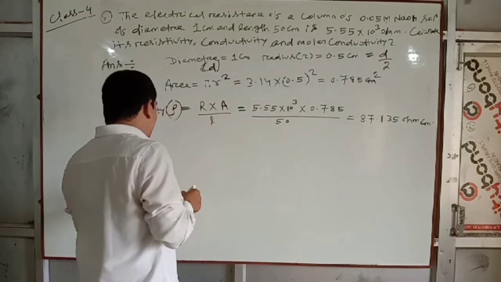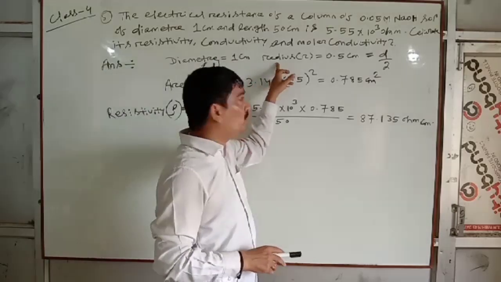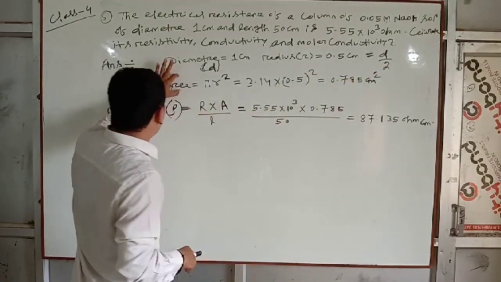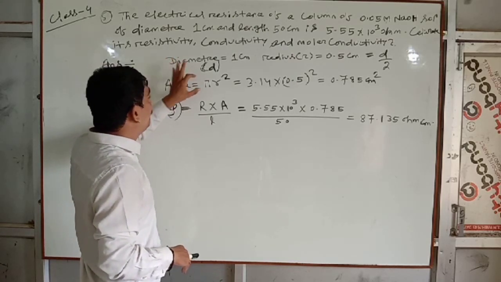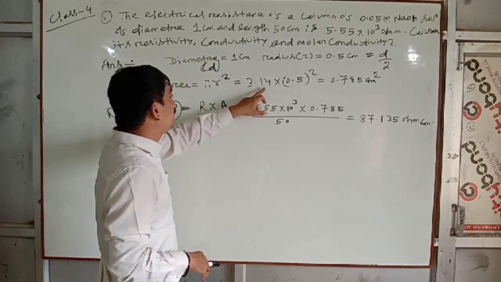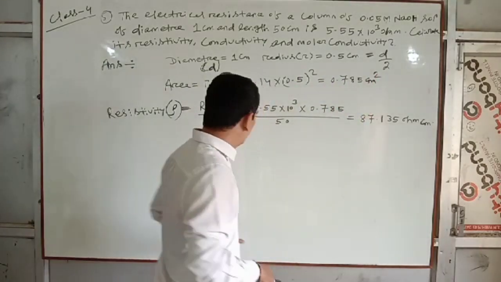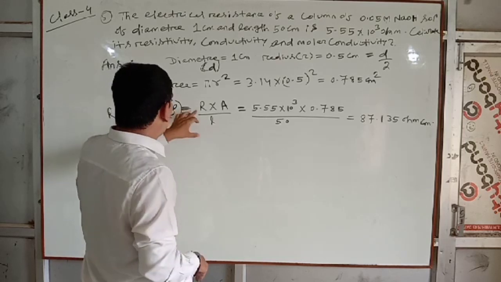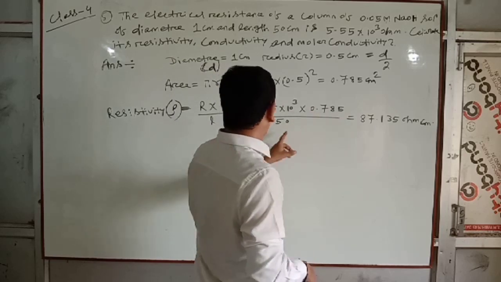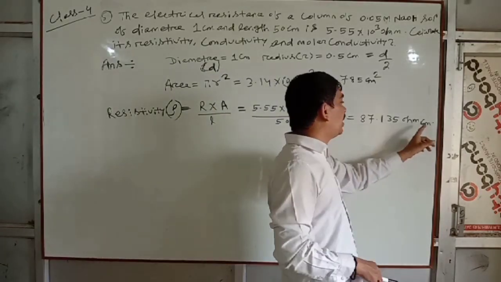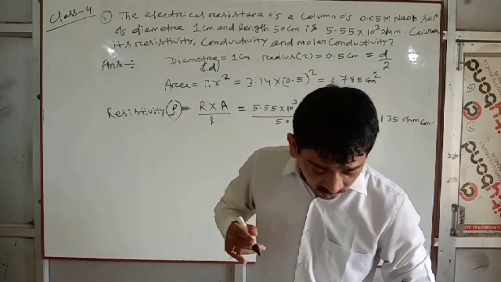So look at this. First is diameter, given as 1 centimeter. Radius equal to d by 2, 0.5 cm. Next is area of the conductor, pi r square. Pi value is 3.14 into 0.5 square. This will give 0.785 centimeter square. Next is resistivity, rho equal to R A by L. R is 5.55 into 10 to the power 3 into A is 0.785 by 50. 87.135 ohm centimeter. This is resistivity.